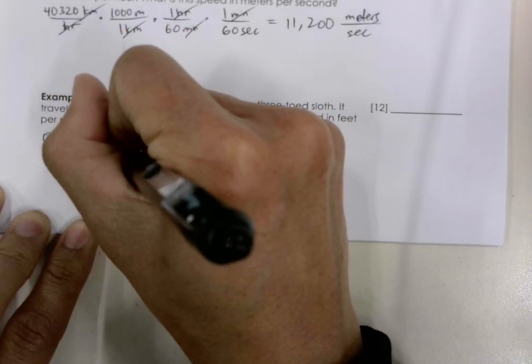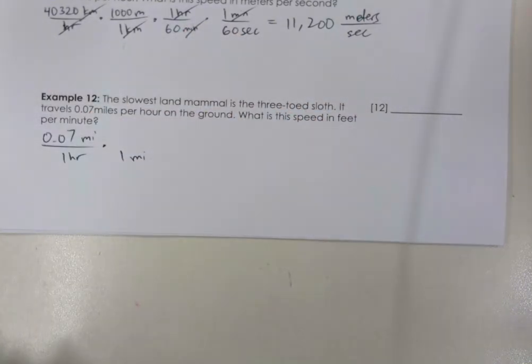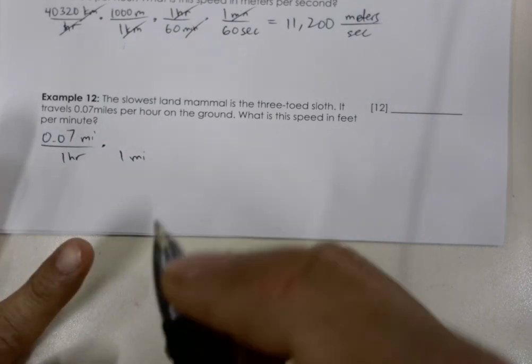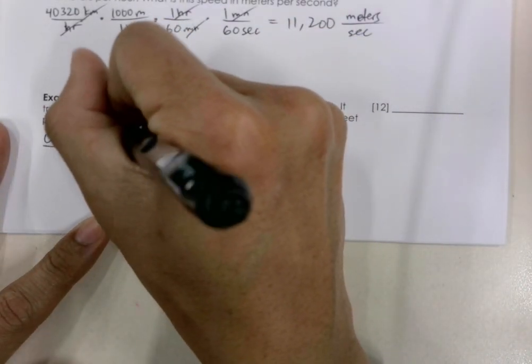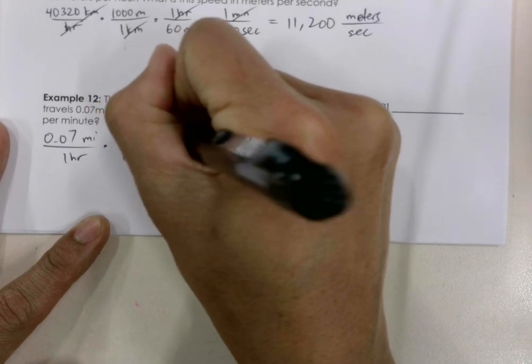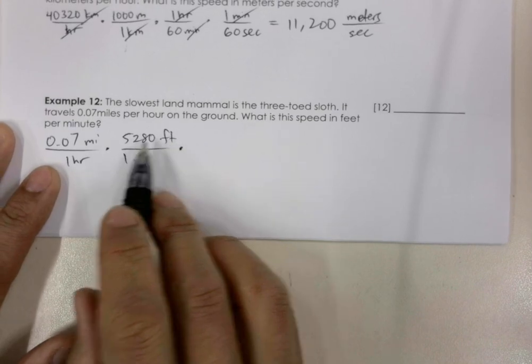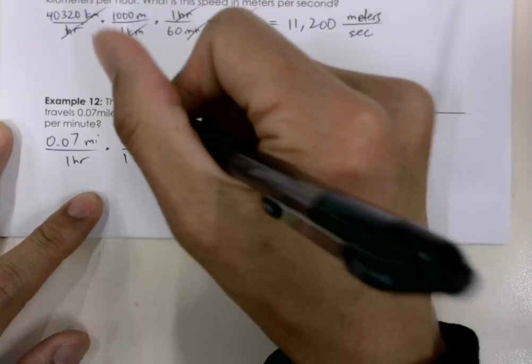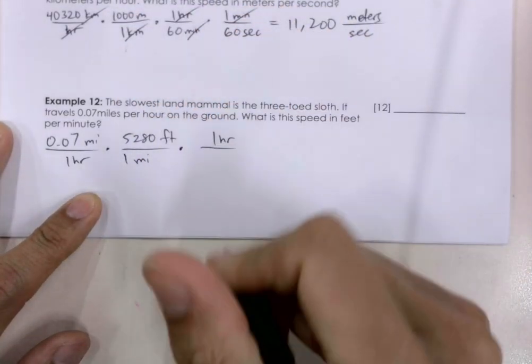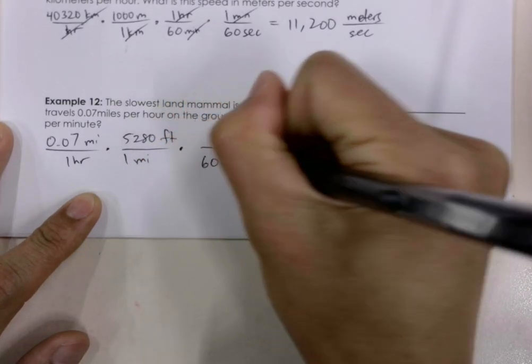So miles, it's going to be 1 mile is equal to, and now I'm going to break out Google, or you can look in the back of your book. And so this is feet in a mile. It's going to be 5,280 feet. And then, so we've converted miles into feet, and now we want to convert hours into minutes. So we're going to do 1 hour over 60 minutes.